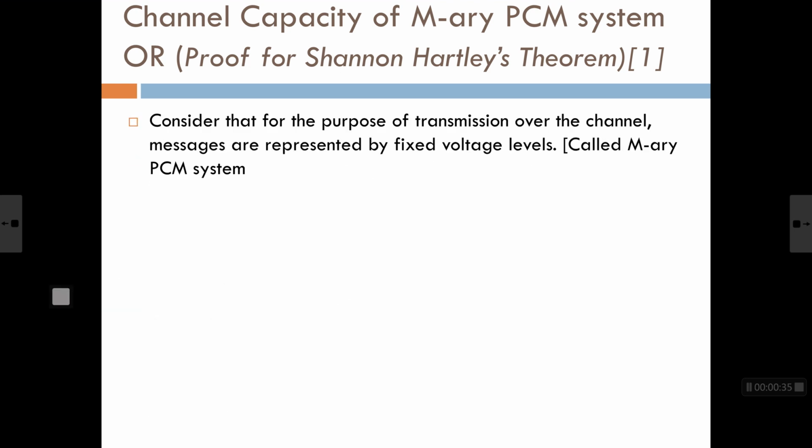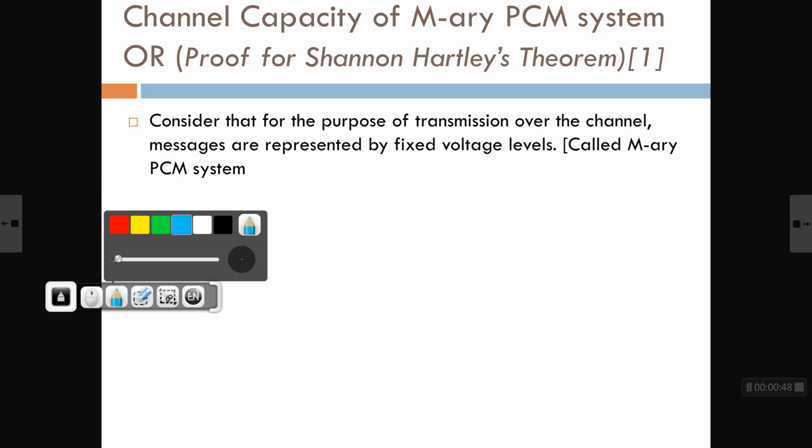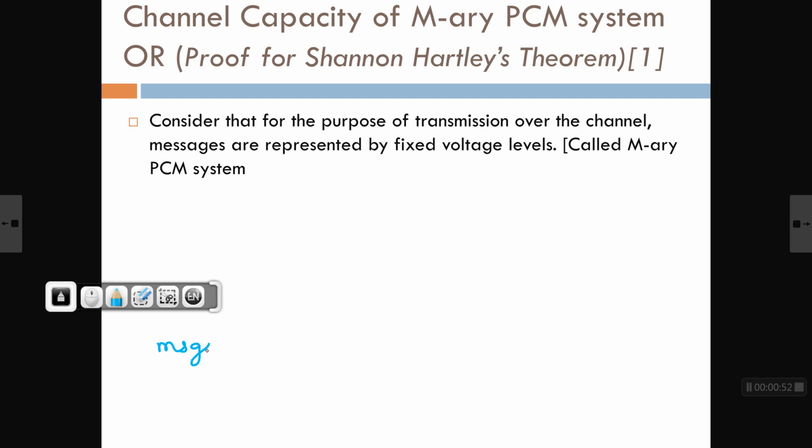So now consider, for the purpose of transmission over the channel, the messages are represented in the form of fixed voltage levels. So we have seen a simple PCM system. In a simple PCM system, what we are doing is that we would be representing the messages in two terms, that is 0 and 1. So there are only two options which we have. The messages can be represented in two levels, that's 0 or 1.